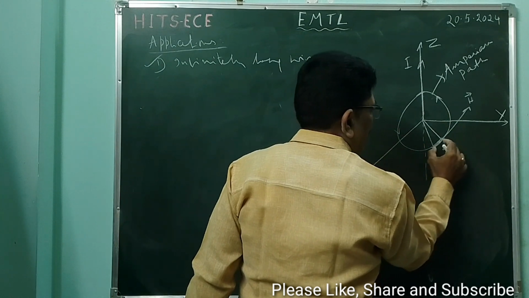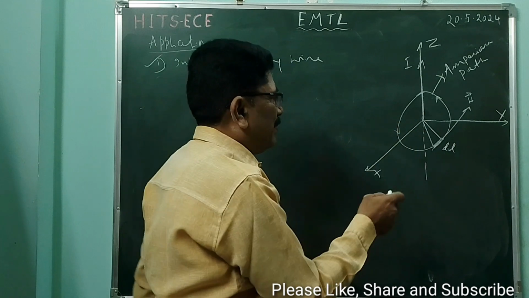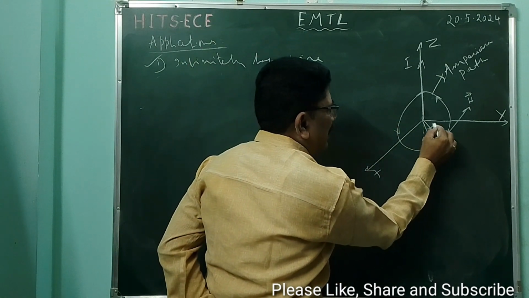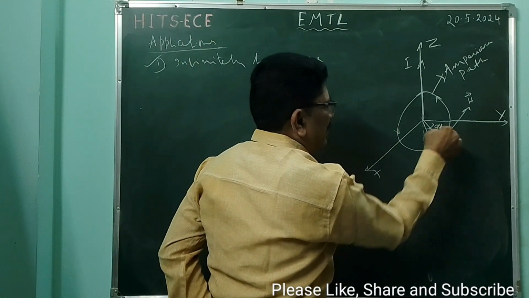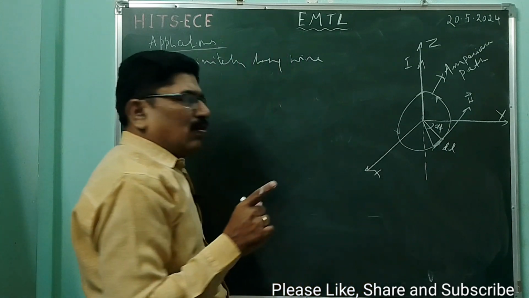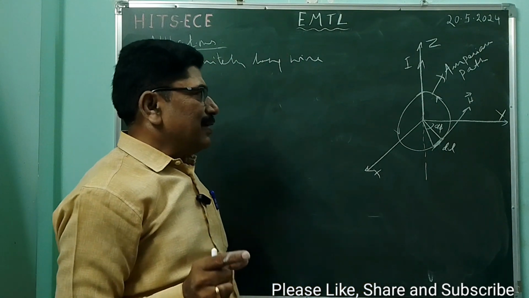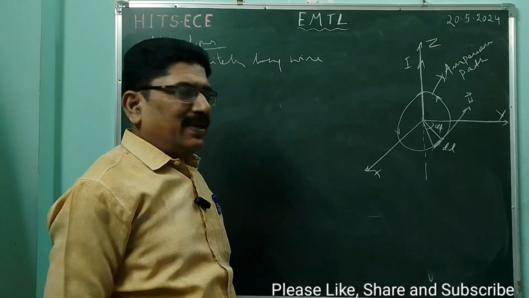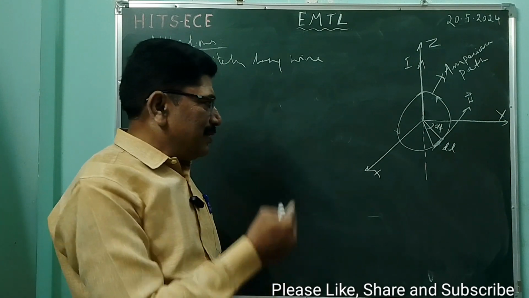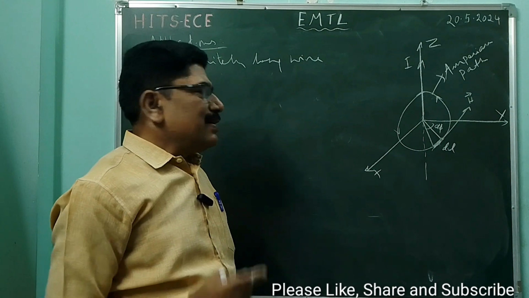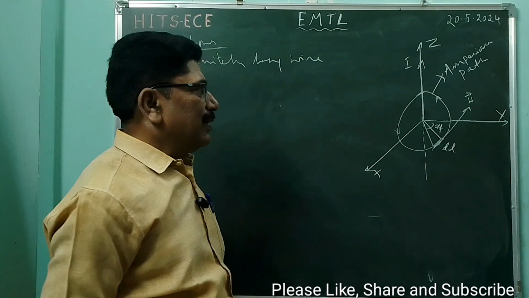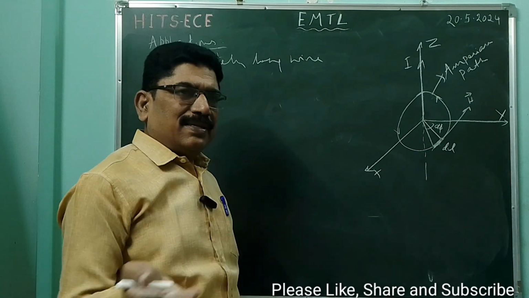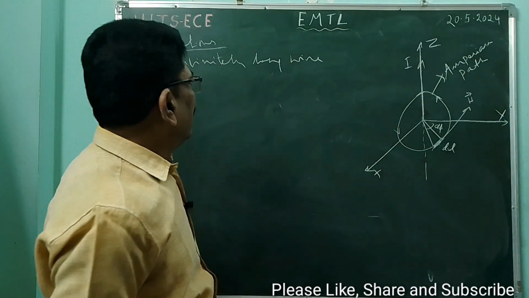This is dL. I consider a small length of this Amperian path, and this is dφ. The cylindrical coordinates are ρ, φ, and z. ρ is the radius of the circle, and φ is the angle between the radius of the circle and the x-axis. And z is the z coordinate, same as in the Cartesian coordinates.